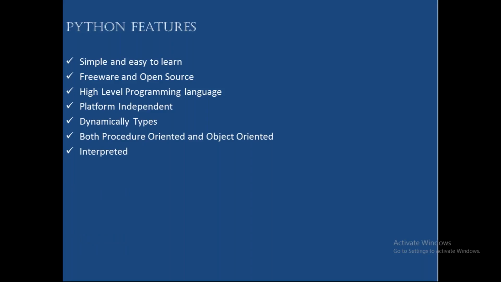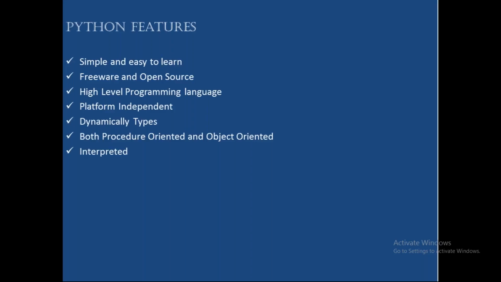Interpreted, as I mentioned: if you want to convert a high-level programming language to a low-level one, we need to compile it. But with Python, we don't need to compile. The reason is we have an interpreter which converts the high-level code to low-level automatically. Okay, these are the features. There are some more features, but we don't need to remember them all, because they will not help you much. You just need to have some idea. Python is powerful because of all these features.